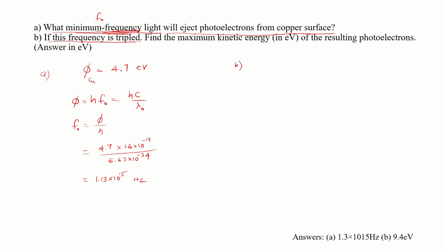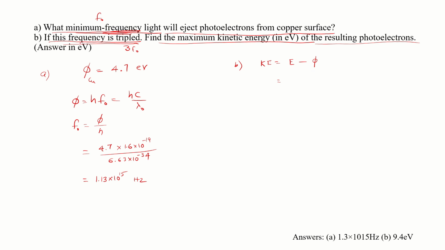Problem B: if this frequency is tripled, meaning 3 times, find the maximum kinetic energy in electron volts of the resulting photoelectrons. The formula kinetic energy equals half mv square is very difficult to calculate directly. So let's use the Einstein photoelectric equation: kinetic energy is the energy of the photon minus the work function of the metal.